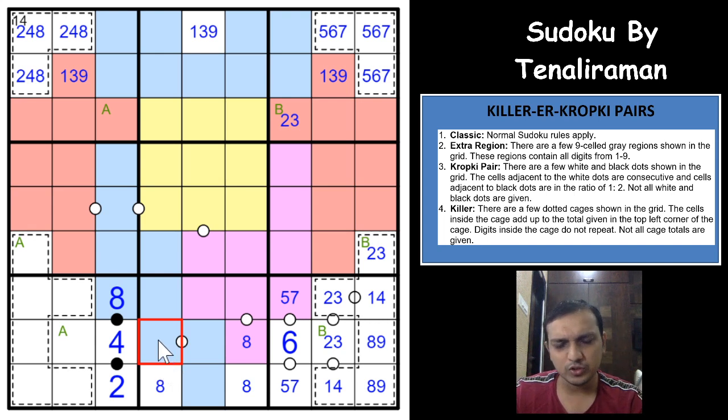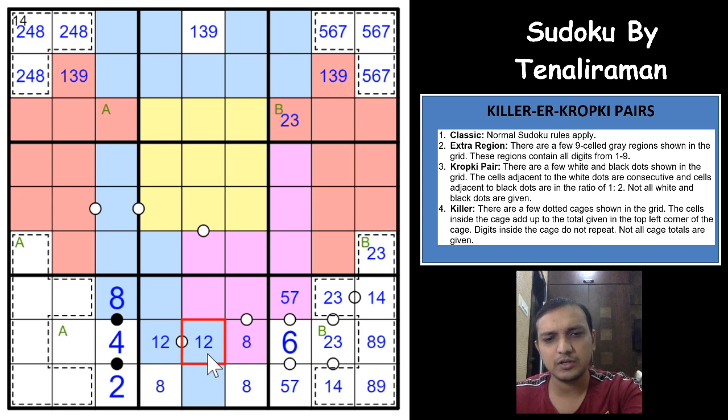Can it be 1 2? Possible. It cannot be 2 and 3, because 2 and 3 will eliminate all the possibilities of this cell. So it can be 1 2, it cannot be 2 3, it cannot be 3 4, 4 5 not possible, 5 6 not possible, 6 7 not possible, 7 and 8 is possible, right?